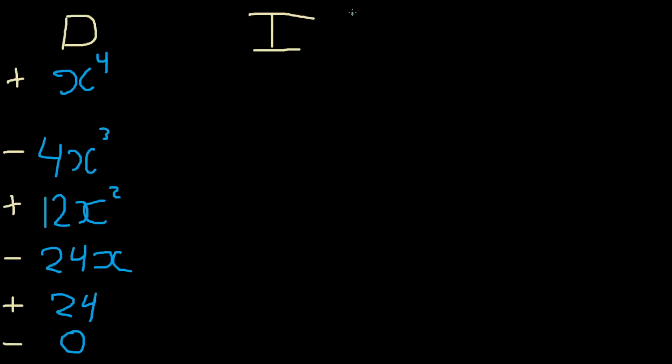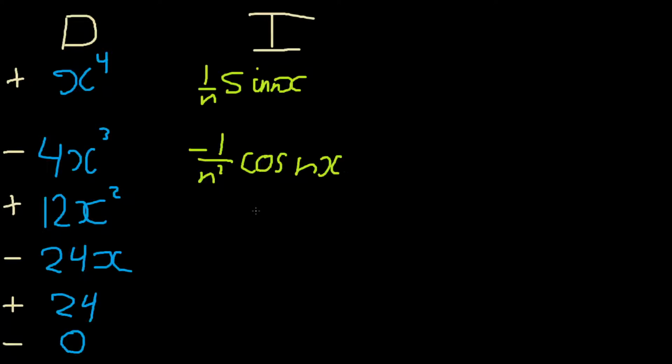Boom. And then we integrate, and this is a bit harder. Integration of cosine is just sine of nx, oops, and then this is negative 1 over n squared cos nx. This is just negative 1 over n cubed cosine of nx.